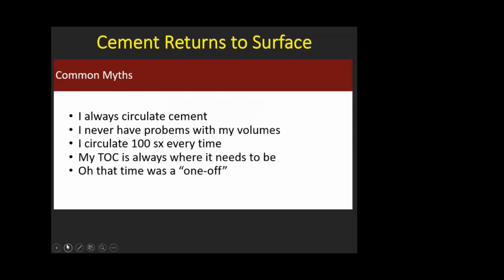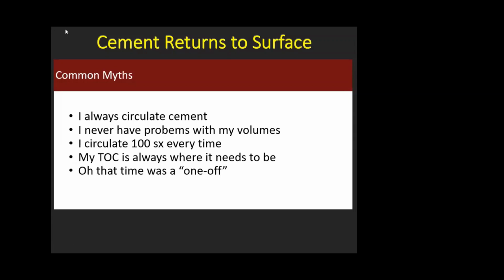So in that myth of always getting cement returns to surface, how many times have everybody heard this kind of stuff in the field, that, well, I always circulate cement, or I never have problems with my volumes, or like Kurt said, we only get 5 barrels back to surface, or we hear this a lot. I always circulate exactly 100 sacks every time. These are definitely myths. Or my top of cement is always where it needs to be. It's always 500 feet into the previous casing string every time, all the time.